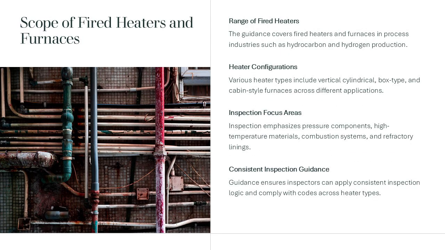The scope of this guidance includes a wide range of fired heaters and furnaces commonly found in process industries. These include process heaters used for heating hydrocarbon streams, crude and vacuum heaters in refineries, steam methane reformers in hydrogen production, and utility or package heaters that support ancillary systems. The guidance applies to various configurations such as vertical cylindrical heaters, box-type heaters, and cabin-style furnaces.